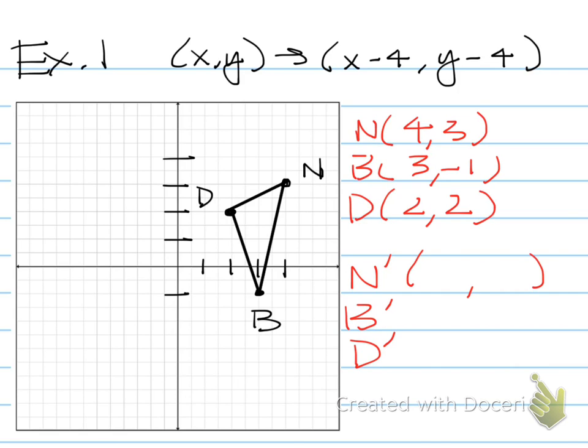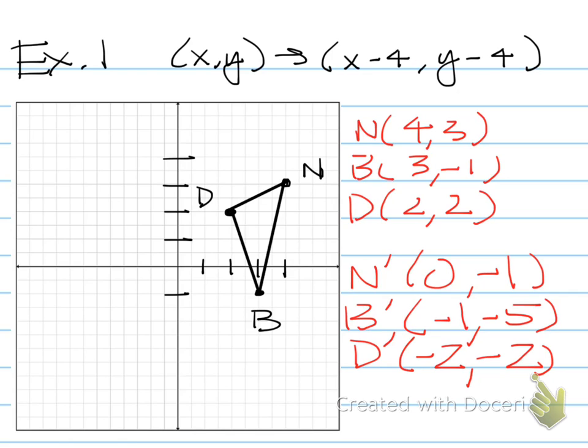So when I subtract 4 from the x and y coordinate of N, I get N prime, which is 0, -1. When I subtract 4 from the x and y coordinate of B, I get -1 and -5 for B prime. And then when I subtract 4 from the x and y coordinate of D, I get D prime, which is -2, -2.